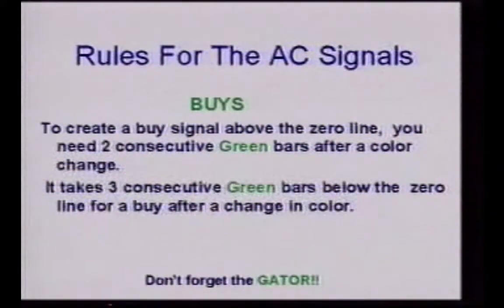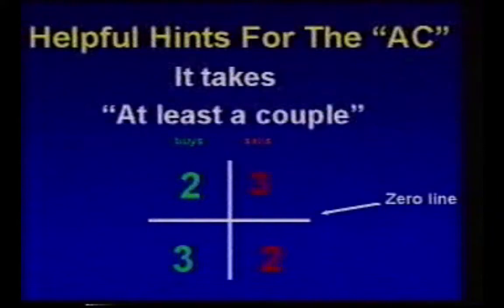So the least number of bars it can take to create a signal will be 2, and they must be consecutive. The maximum number of bars that it can take to create a signal will be 3, and that's consecutive green bars below zero. So if you're above zero, it's going to be easier to buy. You're going with the immediate trend, so it takes 2. If you're going against or below zero, going against the immediate trend or the immediate momentum, it's going to take 3 consecutive green bars.